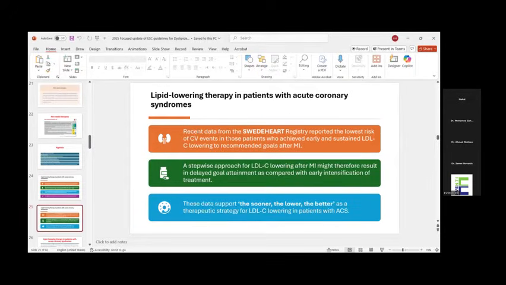Recent data from the SWEDEHEART registry reported that the lowest risk of cardiovascular events was in those patients who achieved early and sustained LDL cholesterol lowering to the recommended goals after MI. A stepwise approach for LDL lowering after MI might therefore result in delayed goal achievement as compared with early intensification of the treatment. So, in summary, this data supports a new concept: the sooner, the lower, the better, as a therapeutic strategy for LDL lowering in patients with acute coronary syndrome.